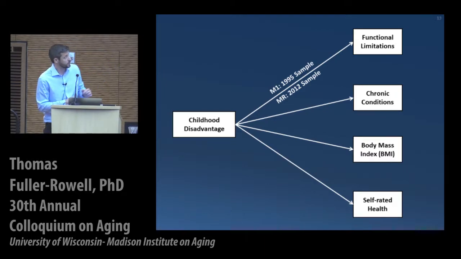So for health outcomes, we looked at functional limitations, which is an index of activities of daily living and how much somebody's health is influencing their activities of daily living. Chronic conditions, just the number of chronic conditions that somebody reports having been diagnosed with, whether it be hypertension, stroke, arthritis, and so on and so forth. Body mass index, which is an indicator of adiposity or obesity, and a global index of self-rated health.